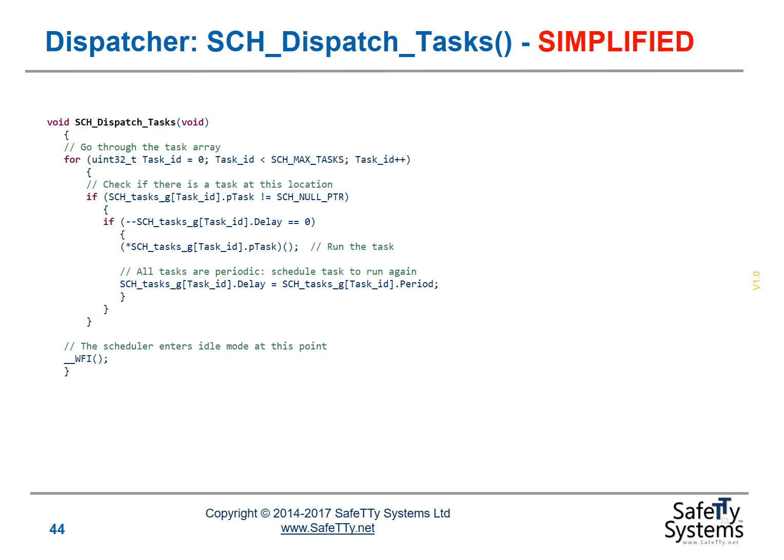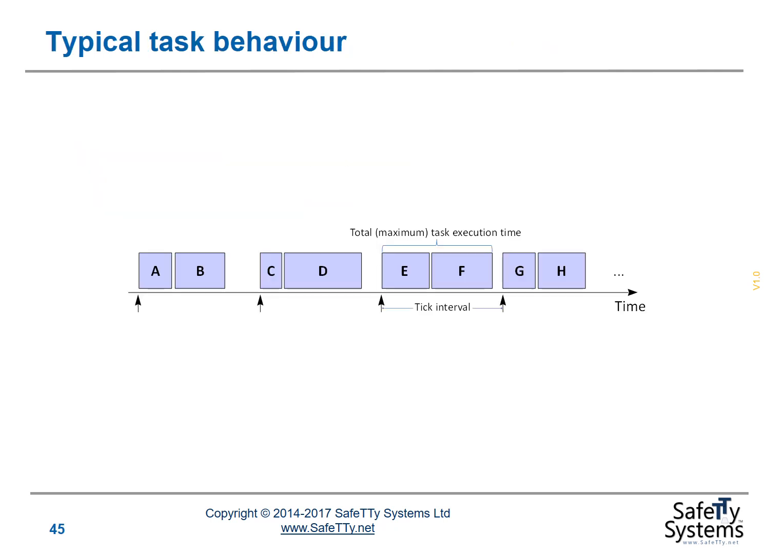So each task, we decrement the delay value after each tick. Once the delay value gets to 0, we run the task. Having run the task, we reset the task's delay value back to the period for that task. We do this for all the tasks in the array, and then we put the processor into idle mode. So that looks pretty straightforward. And as long as all the tasks complete within the tick interval, then everything should be okay.